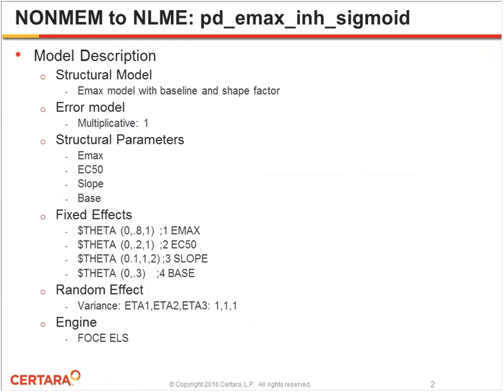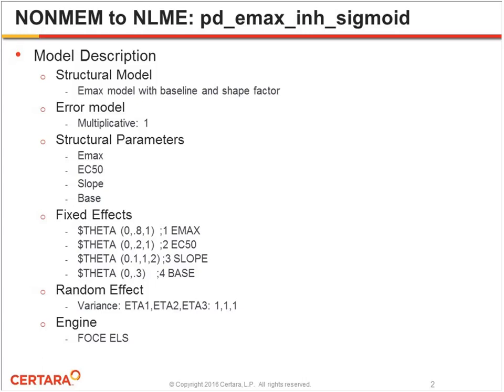Okay, let's move ahead. This is our model, a short description. As I said, it's an Emax model with baseline and shape factor. For the error model, we are using a multiplicative or proportional error model. There are 4 structural parameters to be estimated. Emax, the maximum effect, EC50, the concentration at half maximum effect, slope or better shape factor, and the baseline.